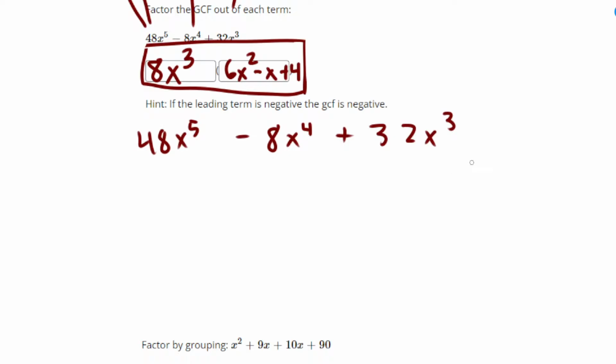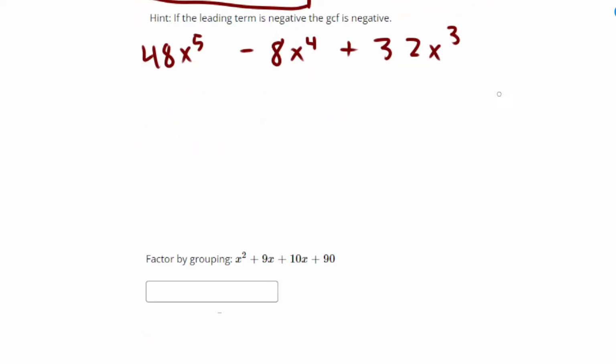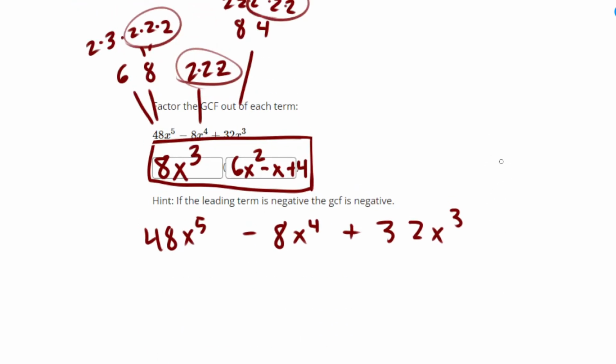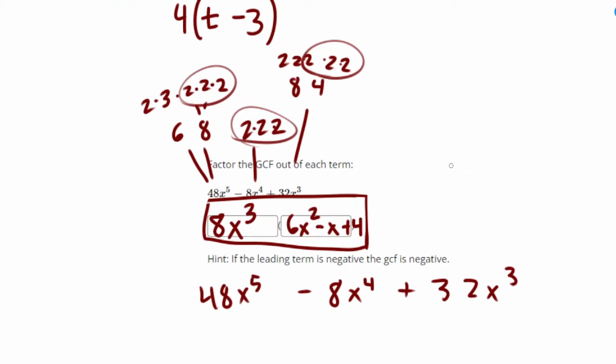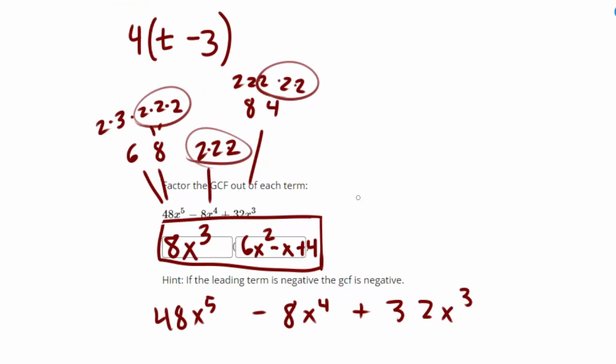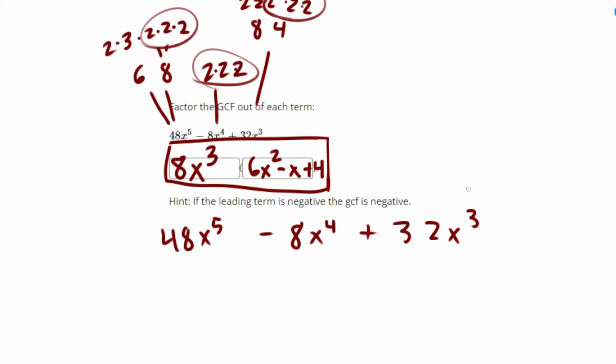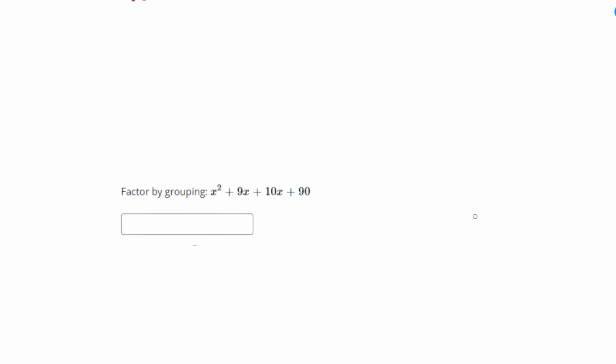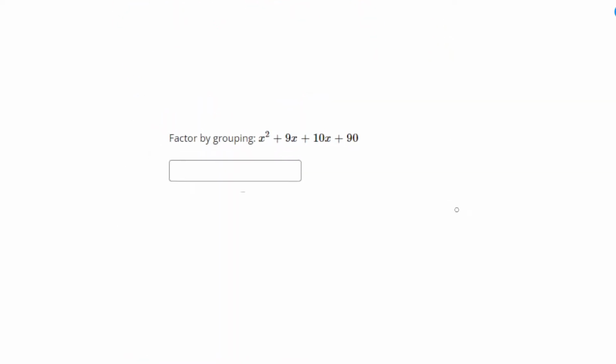It also gives us this helpful hint that if the leading term is negative, the GCF is negative. And that's an important thing to remember. When we're factoring out the GCF of something, when we're going to factor the polynomial, we want the leading term, which is the term that has the highest degree, to be positive. That's something to keep in mind.